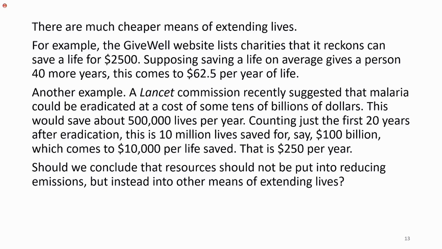But it's worth noticing that even if we only think in terms of orders of magnitude, there are much cheaper ways of extending life than reducing carbon dioxide emissions. On the website GiveWell, which is a serious analysis of these things, it tells us that charities can save a life for about £2,500 if they're spent particularly on curing tuberculosis. So if that gives, say, 40 years of life, this tells us that you can save a year of life by this means, contributing to a charity that reduces tuberculosis, for about $62.5.